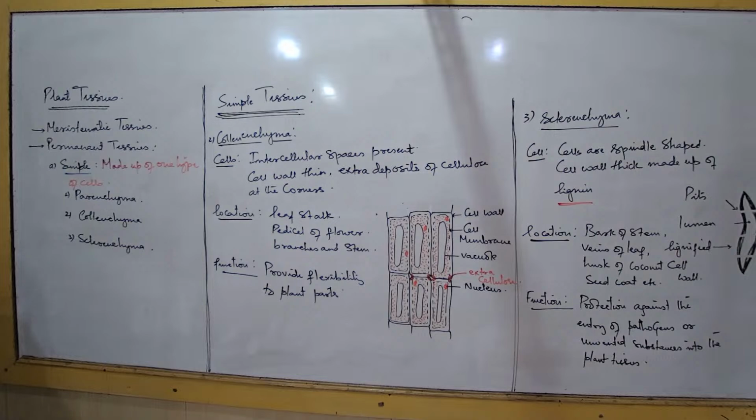So what did we learn so far? We are talking about simple permanent and complex permanent. What are the three types of simple permanent? Parenchyma, collenchyma, and sclerenchyma. What are the two modifications of parenchyma? Parenchyma and chlorenchyma. What is the basic difference between collenchyma and chlorenchyma? This is a very common question you get in your paper. Collenchyma is a type of simple permanent tissue. Chlorenchyma is a modification of parenchyma.